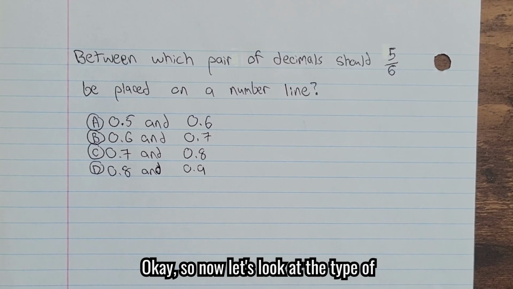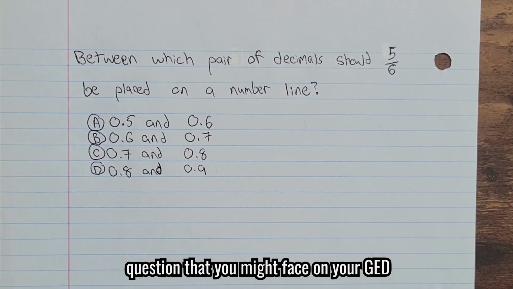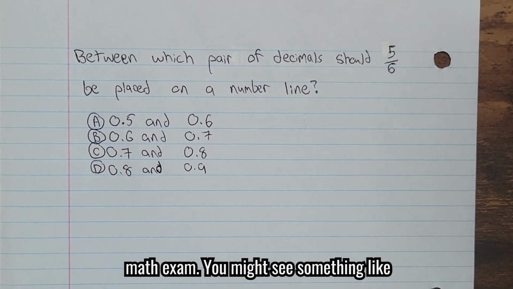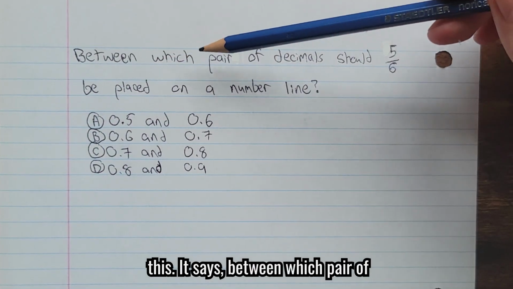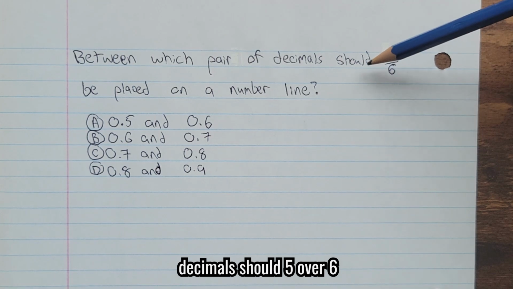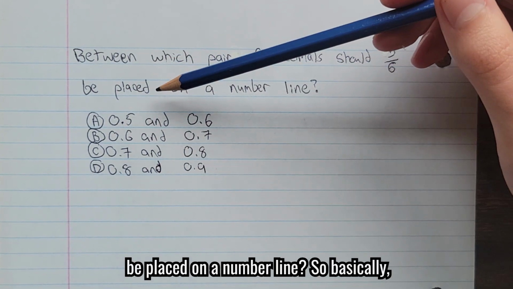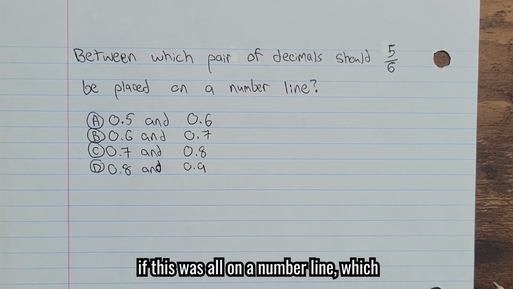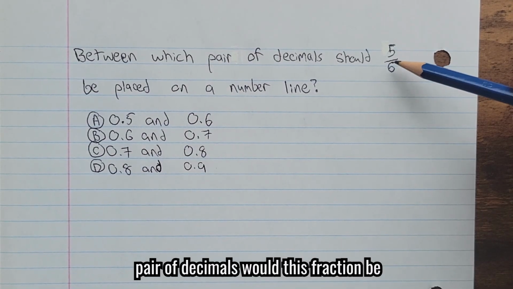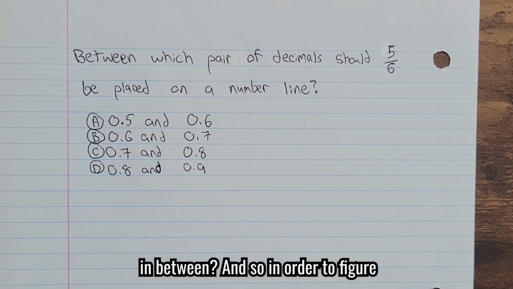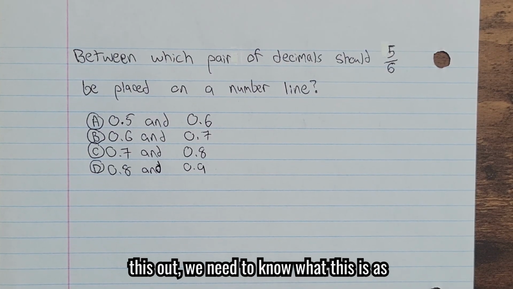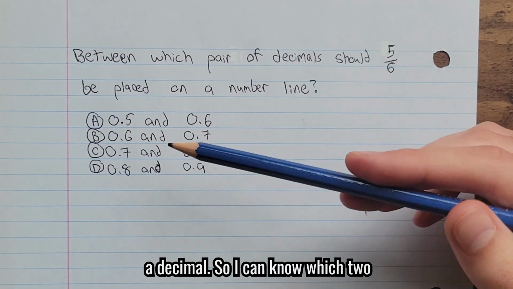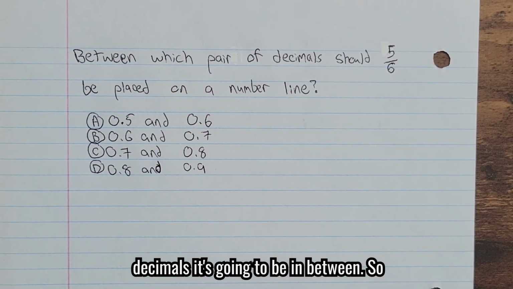Okay, so now let's look at the type of question that you might face on your GED math exam. You might see something like this. It says, between which pair of decimals should 5/6 be placed on a number line? So basically, if this was all on a number line, which pair of decimals would this fraction be in between? And in order to figure this out, we need to know what this is as a decimal, so I can know which two decimals it's going to be in between.